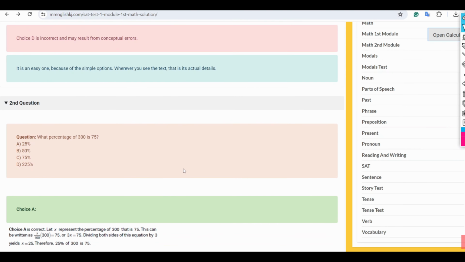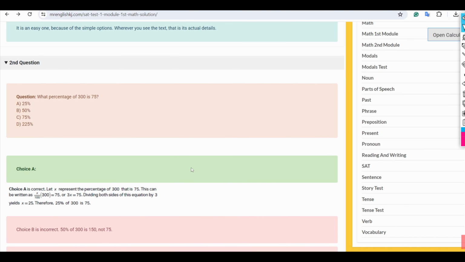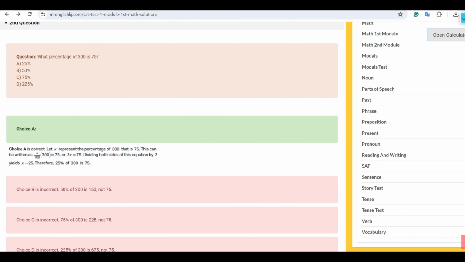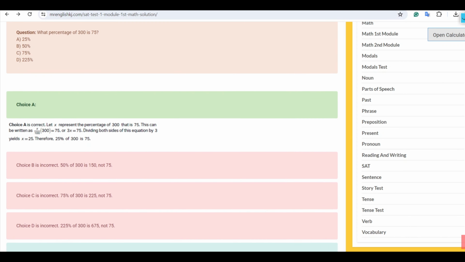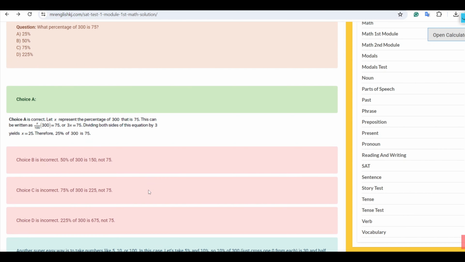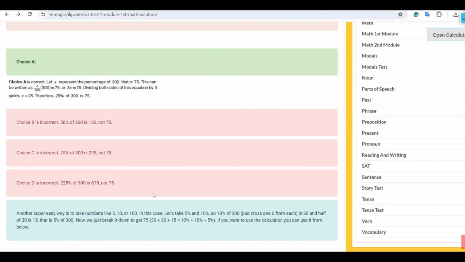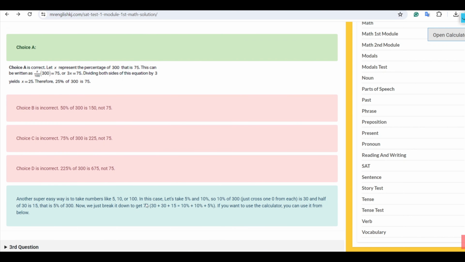Now, you can see here that choice A is correct. You can see the explanation. It explained in a different way. This is explained by the SAT team, meaning the SAT exam team explained this question. You can use my method, you can use their method, whichever suits you. Whichever gives you the result, whichever is easier for you, whichever you understand better, choose it. You can see that choices B, C, D are incorrect, and why. In the blue section, you will see some detailed explanation.